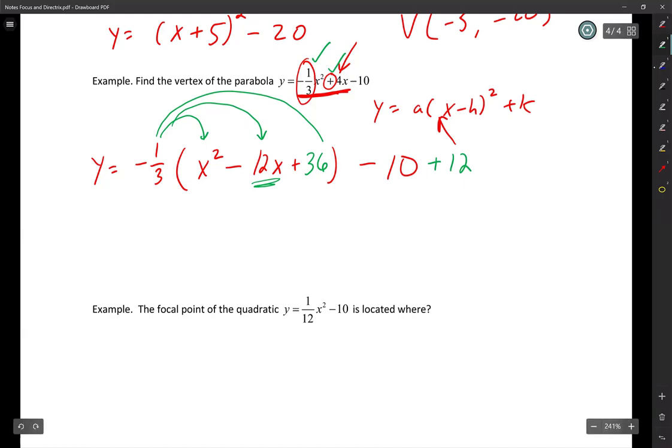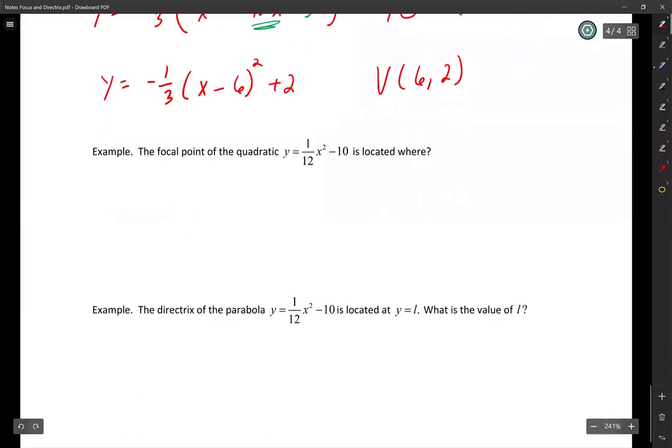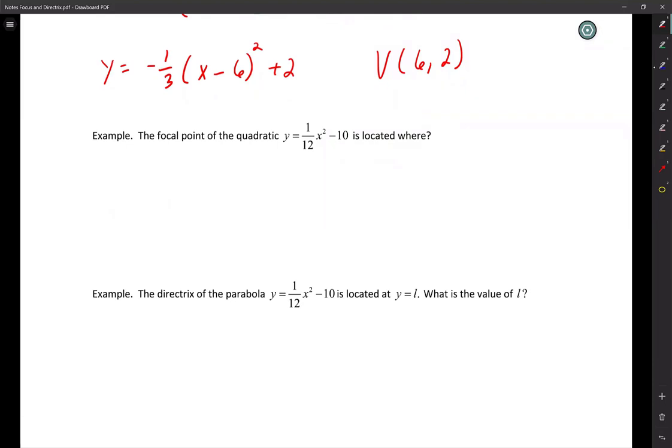Okay. Now we're finally ready. Here's my equation. Negative one-third x squared, completing the square, x minus 6, close it, squared plus 2. The vertex is? Six, two. Everyone see how we did it, guys? Okay. Don't worry. These questions are going to be fast. These are going to be real fast. Look how simple they are.